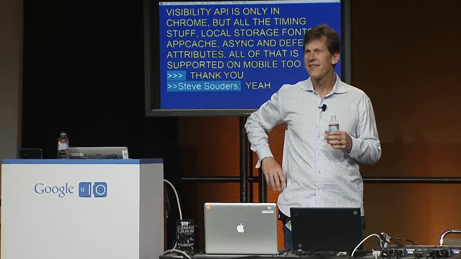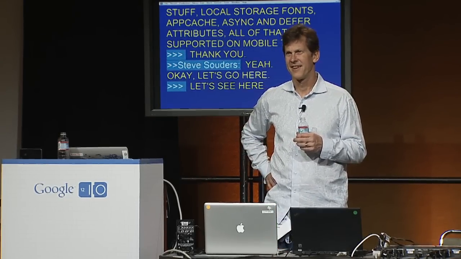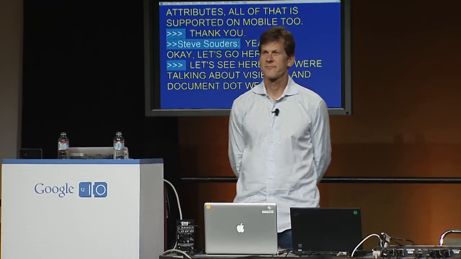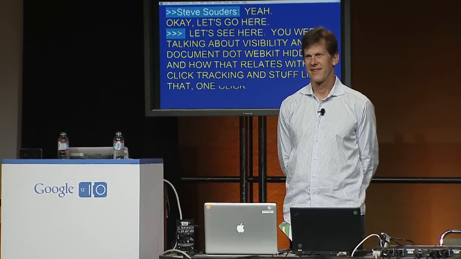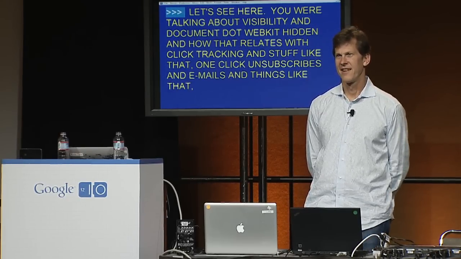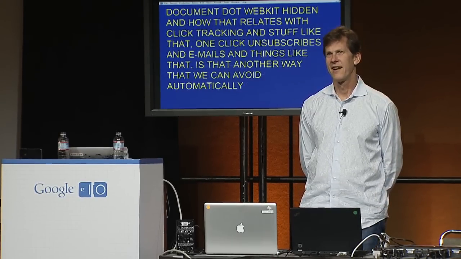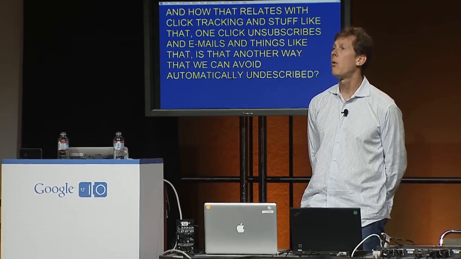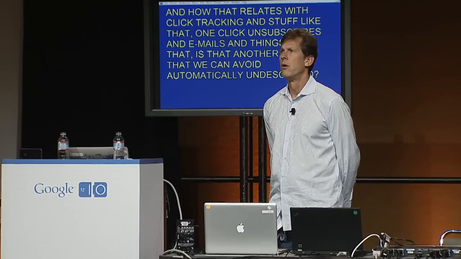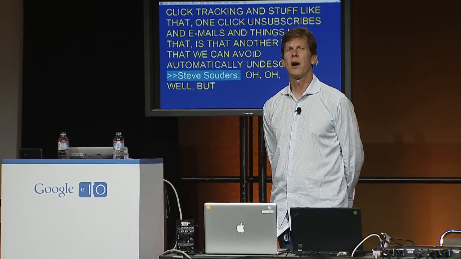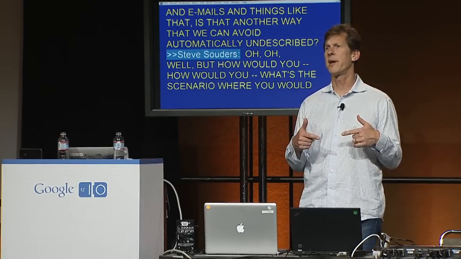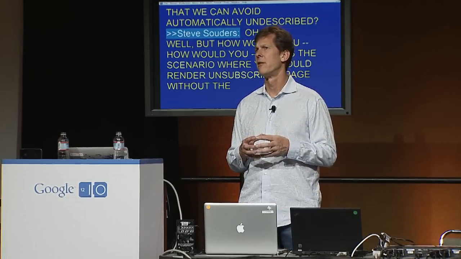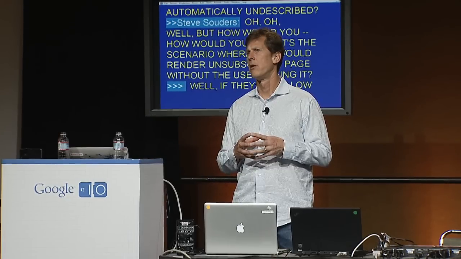Okay, let's go here. You're talking about visibility and document.webkitHidden and how that relates with click tracking and stuff like that. One-click unsubscribes in emails and things like that. Is that another way that we can avoid being automatically unsubscribed? Well, what's a scenario where you would render an unsubscribe page without the user seeing it? Well, if they're following links and preloading in the background, you might follow an unsubscribe link.